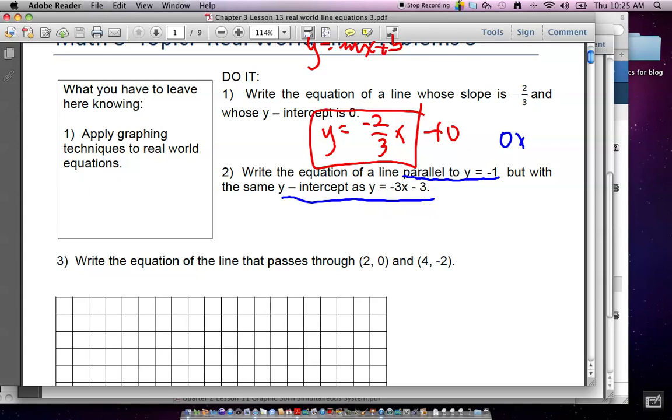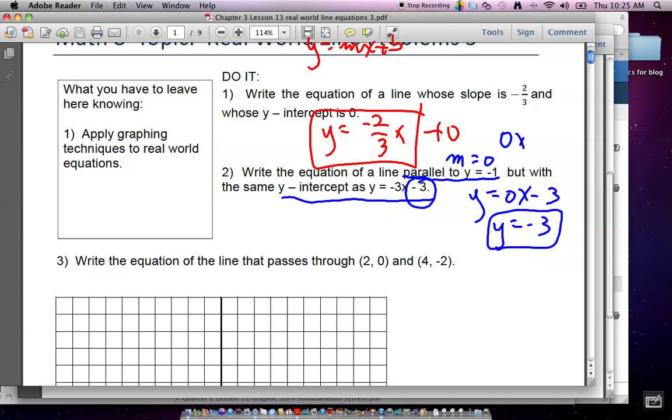What's in front of the x? No, 0. There are no x's. So therefore, the slope is going to be 0. Now, what's the y-intercept of this guy? What's the y-intercept of this one? -3. So I'm going to get y equals 0x minus 3, or just y equals -3. And again, the first way is correct. You would get credit for that, but on a multiple choice, they wouldn't put it the first way. They would just write y equals -3.